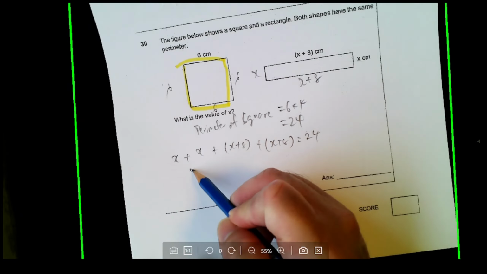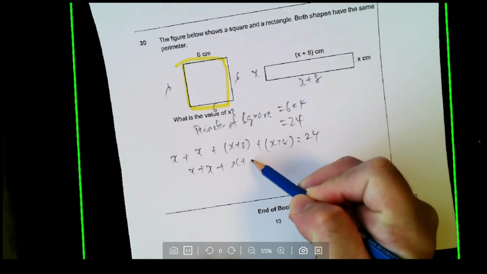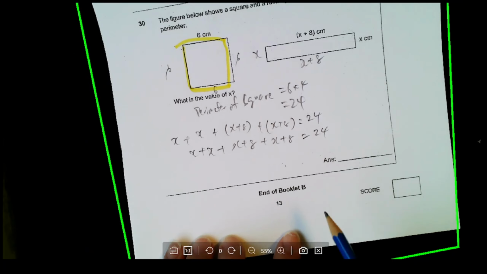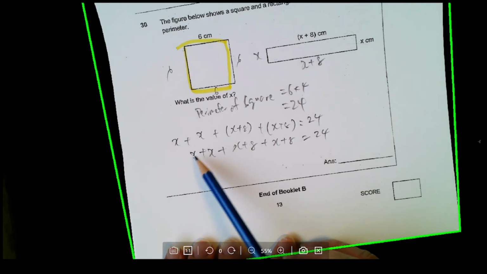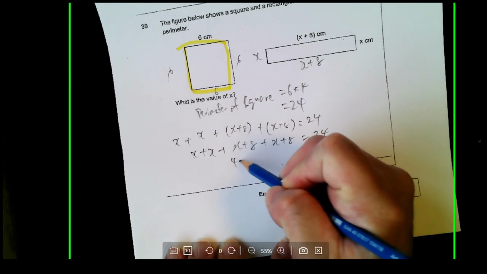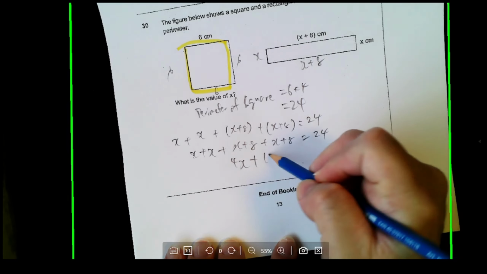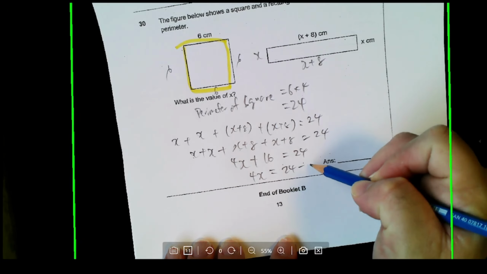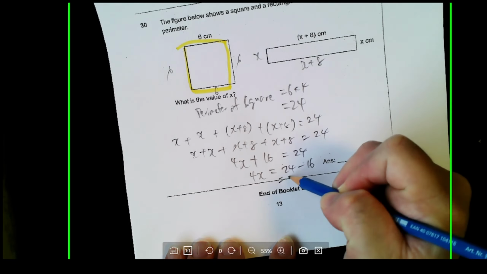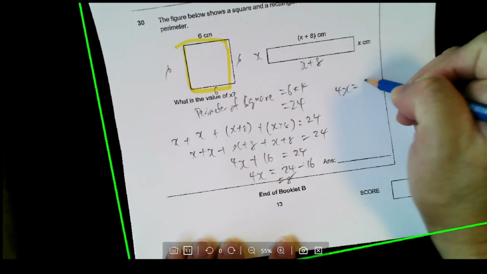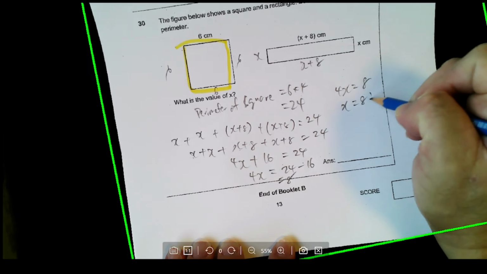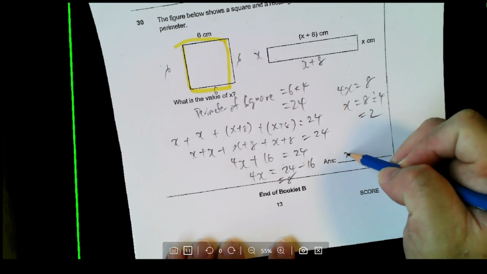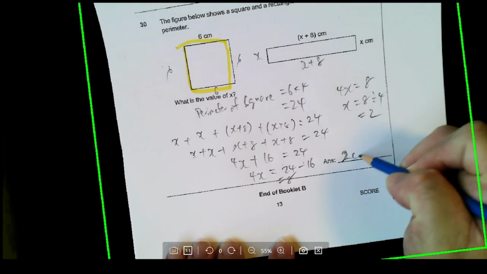x plus x plus x plus 8 plus x plus 8 equals 24. Rearrange. How many x's are there? 1, 2, 3, 4. 4x plus 8 plus 8, which is 16, equals 24. 4x must equal 24 minus 16, which is 8. 4x equals 8. x must be 8 divided by 4, which equals 2. x equals 2 cm.